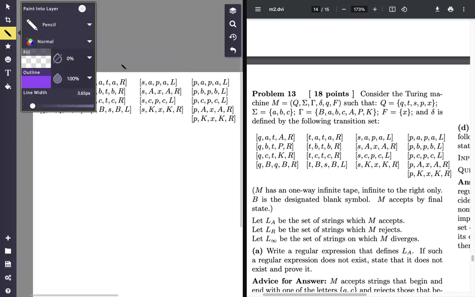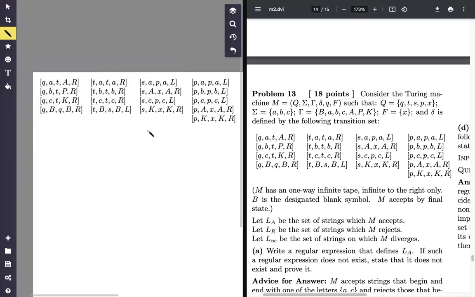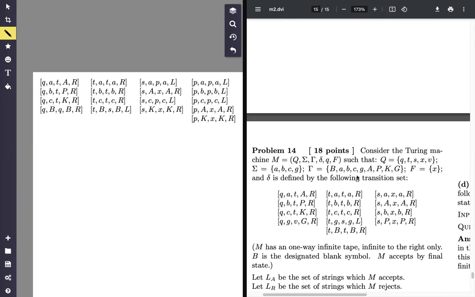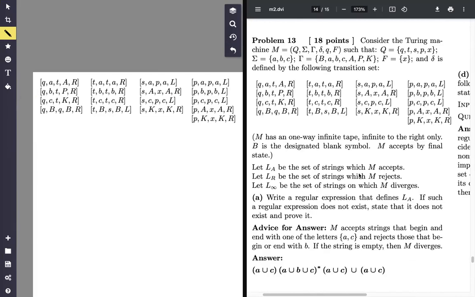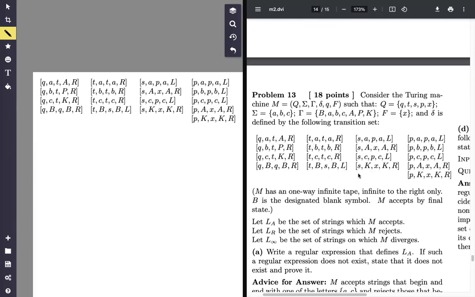Okay, let's do this question. Okay, let's do this problem. This is our Turing machine. There's a lot more transitions, but we should be good.